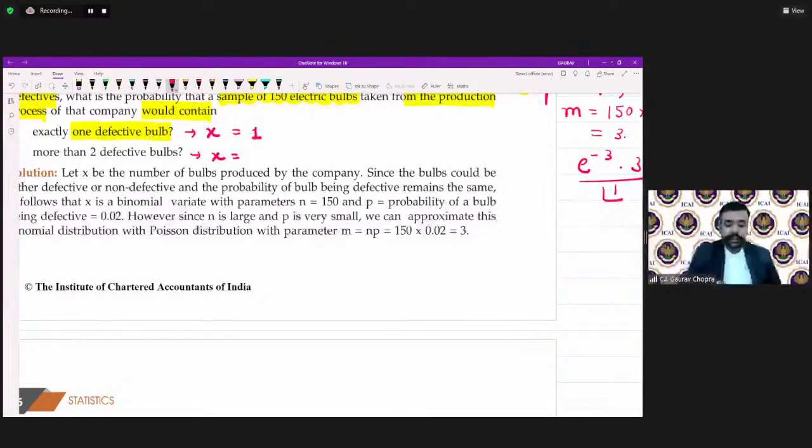So more than 2 means 3, 4, 5, and so on up to infinity. But we cannot solve this up to infinity. For solving, what we have to do is take the probability of x equal to 0, 1, and 2. We have to take those values which are not taken here, so we subtract from 1: 1 minus probability of x equal to 0, 1, and 2. Since 3, 4, 5, 6, and so on is required, we will be subtracting 0, 1 and 2 from 1.